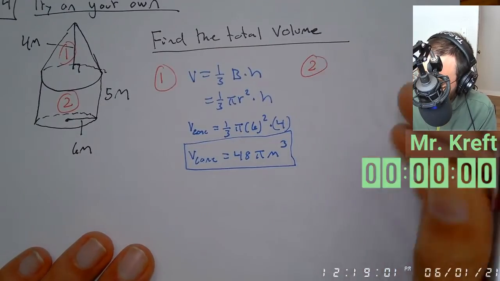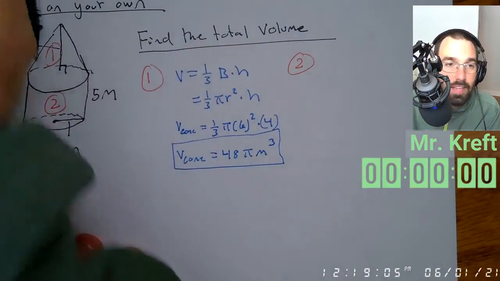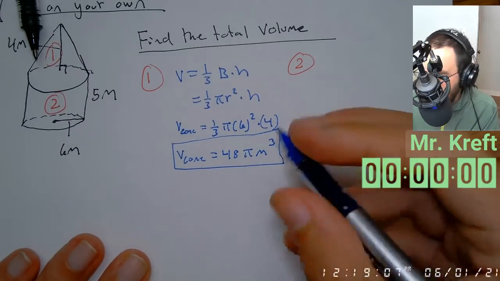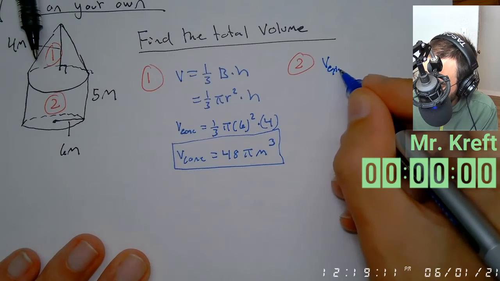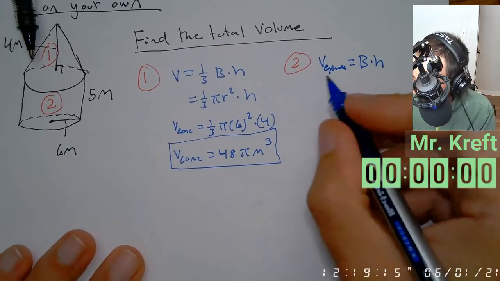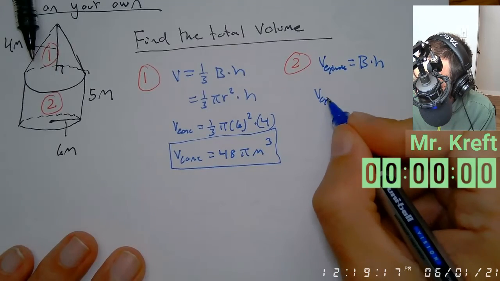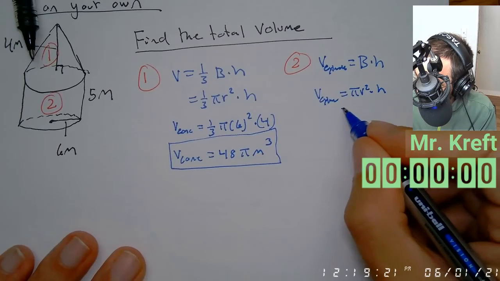Okay, then I'm going to go to shape 2. So shape 2 I see is a cylinder. Okay, and then I have to ask myself, is that bashy or stabby? And it's a bash. So the volume of a cylinder is going to be area of the base times the height. So it's going to be pi r squared times the height.